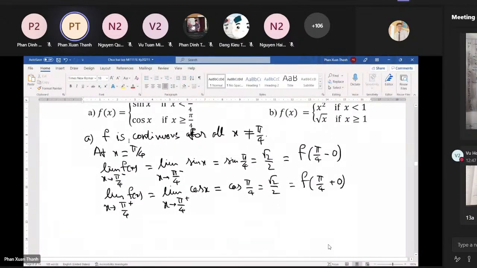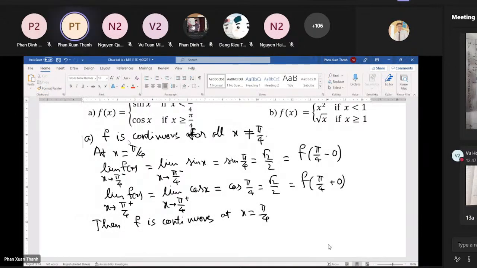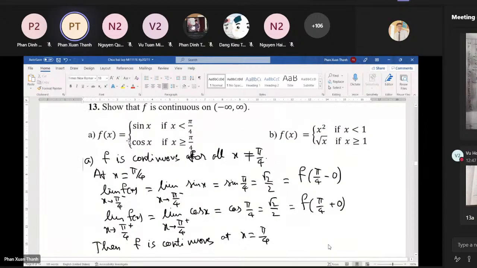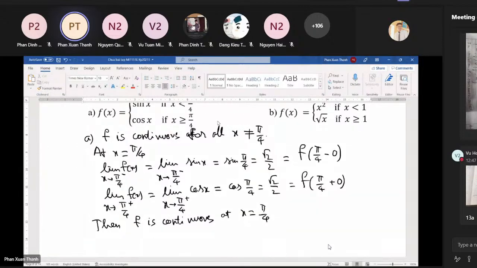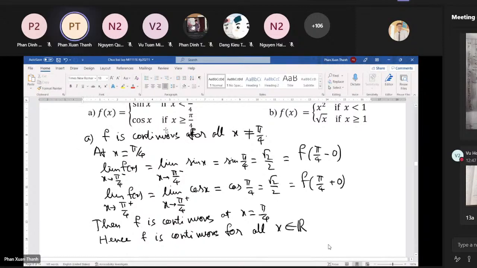So from this fact we have then f is continuous at x equal pi over 4. And in conclusion, we say that f is continuous for every x belonging to the real numbers. Okay. This is the solution for exercise number 13a.